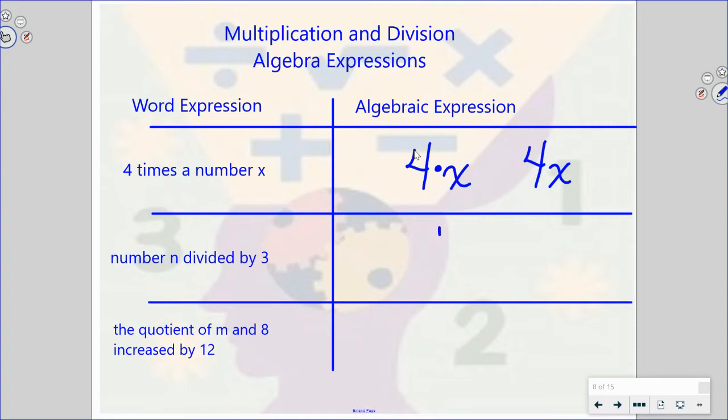A number n divided by 3. I'm going to encourage you not to do the old school elementary. It's not that it's wrong, it's just not the best way. Let's go ahead and put on our big boy and big girl pants and put n over 3.